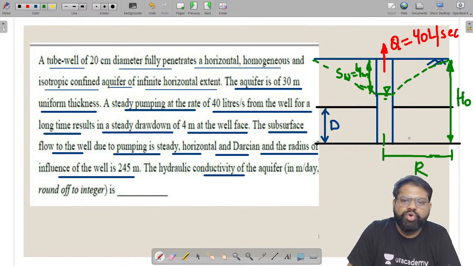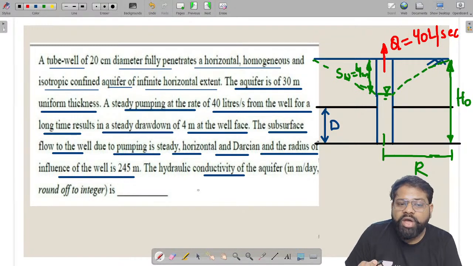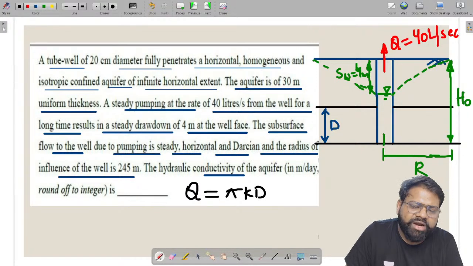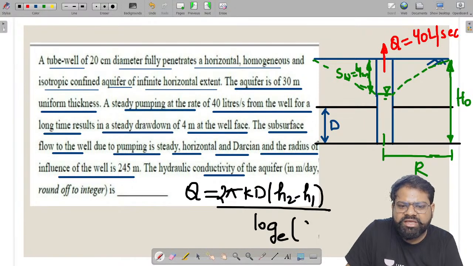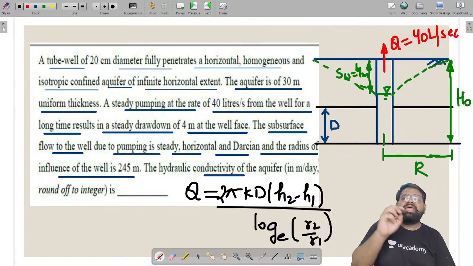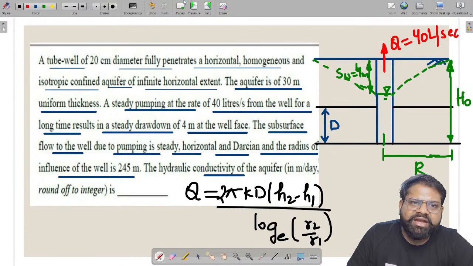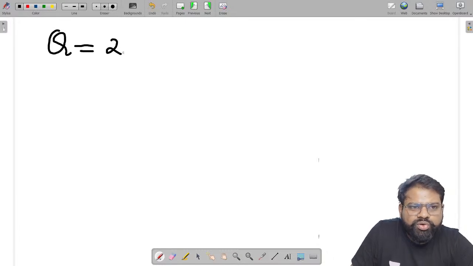It is given. And as you know, the formula to determine the permeability, I have told you to write this or remember this formula in the form of Q. Q is equal to 2 pi kd (H2 minus H1) divided by log of base e R2 by R1. Since here the observation wells are not given, so one reading you will take at the main well and another reading you will take at radius of influence. So the formula will become 2 pi kd.